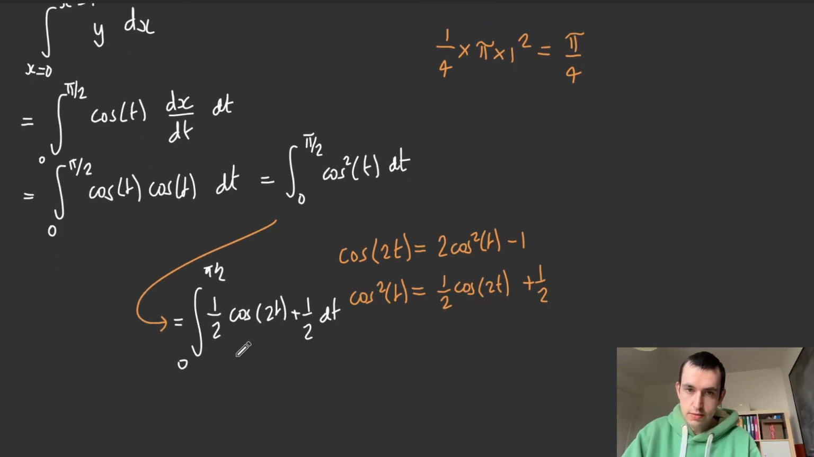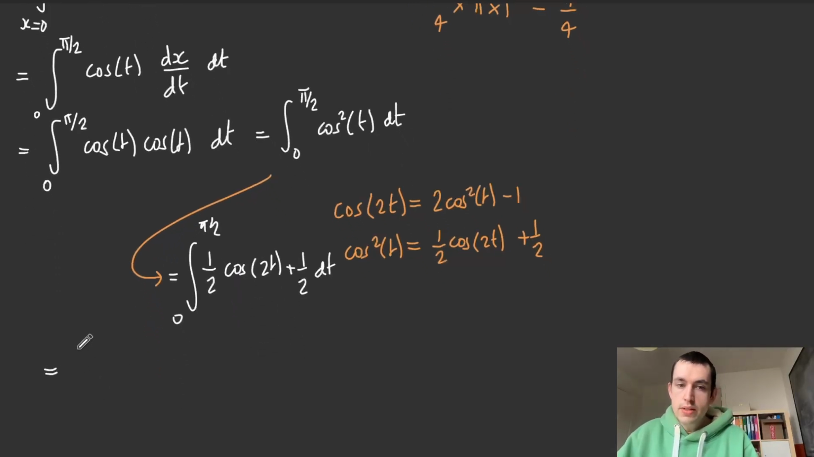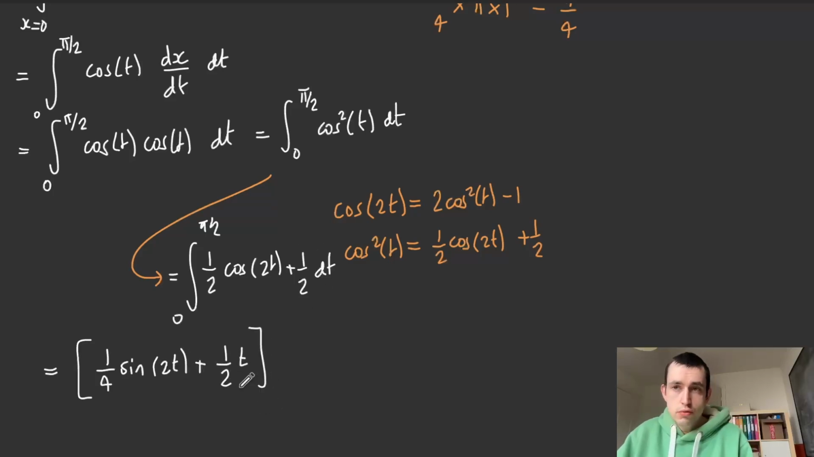Let me scroll down. We can now integrate this because cos is something we can integrate. If we divide by the 2, we're going to get 1/4 sine 2t. And the integral of any constant is that constant times t. Do you remember you're in t land now? X's are out the window. This is from 0 to pi over 2.